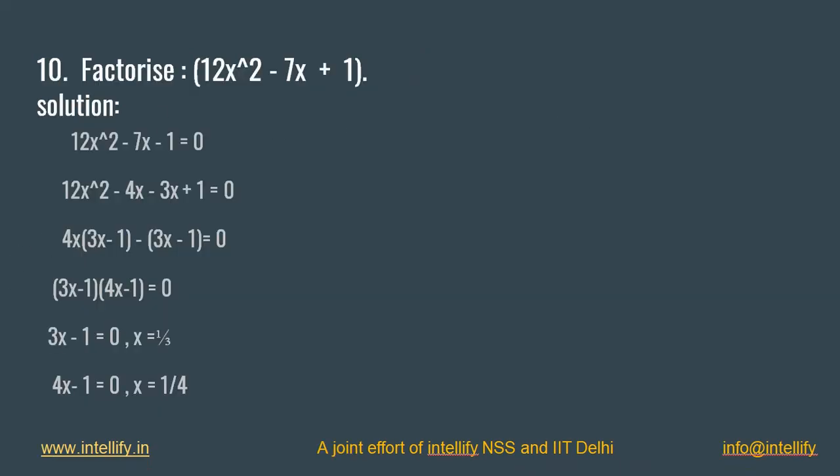We have to factorize 12x square minus 7x plus 1. So it will go like that: 12x square minus 7x plus 1 equals 0. We have 12x square. We can break down 7x in two parts: minus 4x minus 3x plus 1. Taking 4x as common, we will have 3x minus 1 minus, and this 1 is common, 3x minus 1 equals 0. We will be left with two factors, 3x minus 1 into 4x minus 1 equals 0. Solving separately for both the x's, we have 3x minus 1 equals 0, x equals 1 by 3, and 4x minus 1 equals 0, x is equal to 1 by 4.